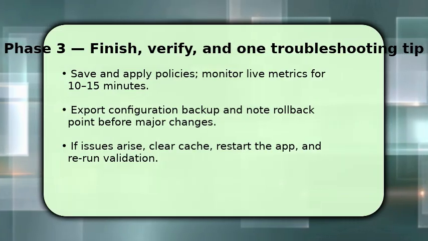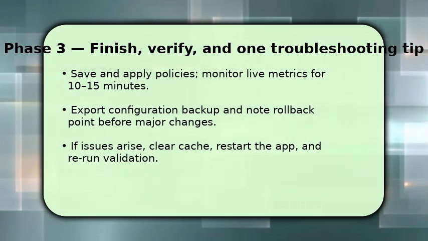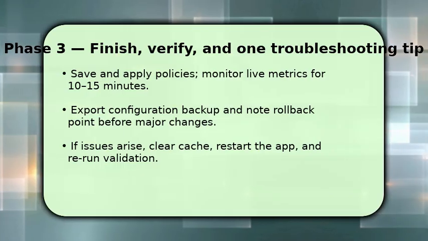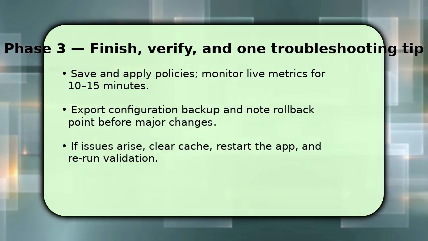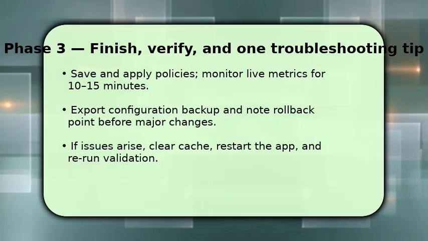If performance looks wrong, first clear the app cache and restart the app, because cached rules can persist. If that fails, rerun the validation test and check the log viewer for errors. This pinpoints conflicts or mismatches.